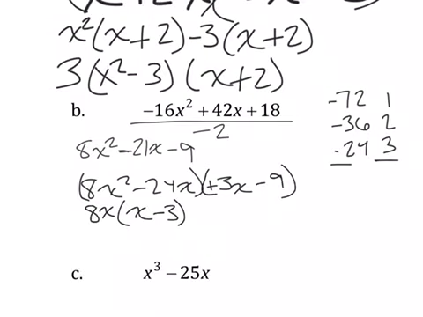And then for the second binomial, I can take out a positive 3. Take out that positive 3, I'm left with x minus 3. Now I've got two binomials that match. That's what we're looking for.